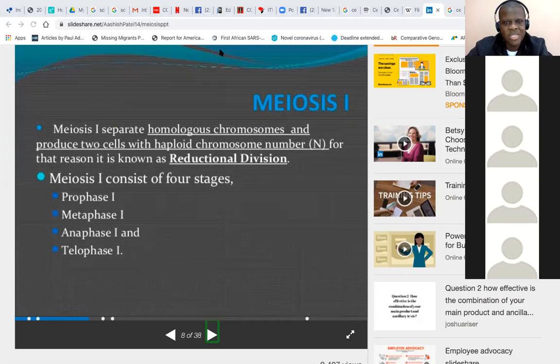I usually use the acronym PMAT. You know, there is GMAT, so replace the G with P. So PMAT: prophase, metaphase, anaphase, and telophase.